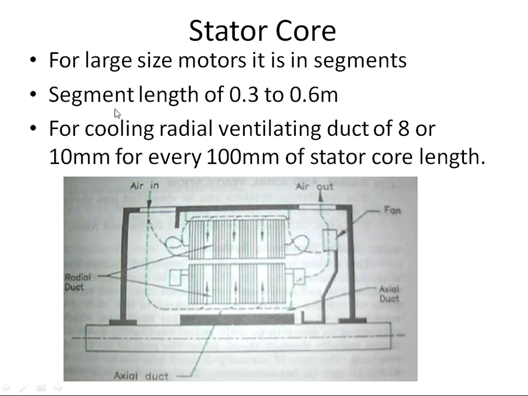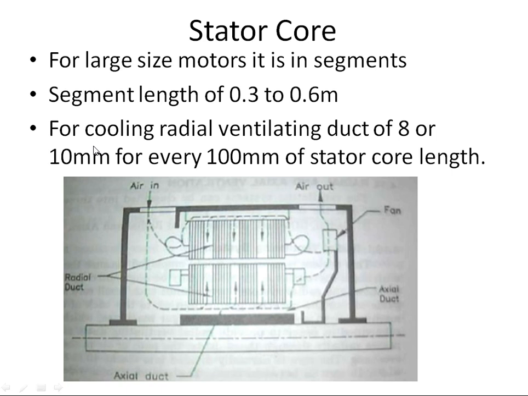The stator core for large size motors is made in segments, and each segment may have a length anywhere from 0.3 meter to 0.6 meters. If the motor frame is very large, then we may have the core in different segments, and these segments will be connected together. At the end, on both sides, they will be tightly connected by nuts and bolts, and a rod will be inserted into them, and at both ends they will be tightened. So for large motors, these segments are used, maybe 4 or 6 depending upon the size.